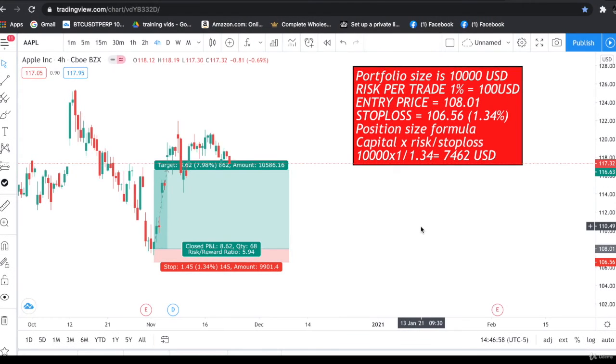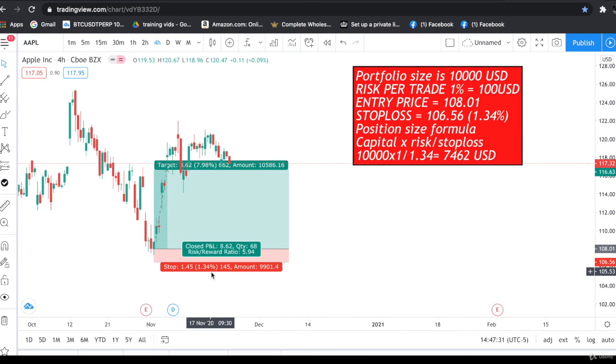Let's go. Now this is the Apple stock 4-hour chart. Let's assume our portfolio size is 10,000 US dollar. We would risk 1% per trade, which is $100. Our entry price is 108 US dollars over here. At the right side, you can see our entry price, 108 US dollars. Our stop loss is 106 US dollars, which is 1.34% down here.